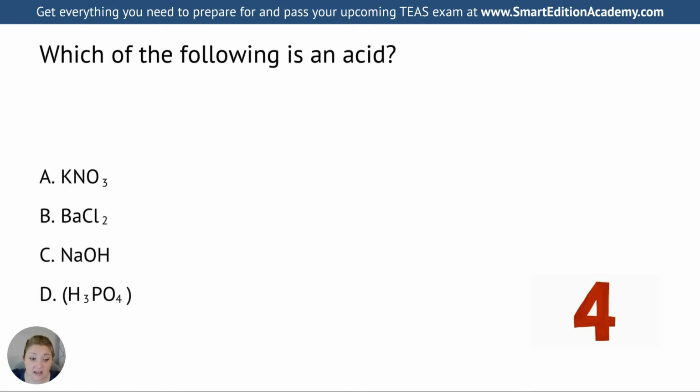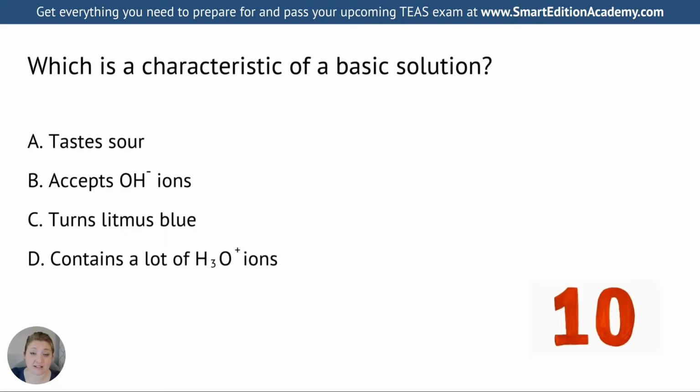We have KNO3, BaCl2, NaOH, or H3PO4. Okay, which one of these would fit that classification of starting with an H, meaning it is likely an acid? And that would be answer choice D, correct. So if you said answer D, that is phosphoric acid, H3PO4. Here's our next question.